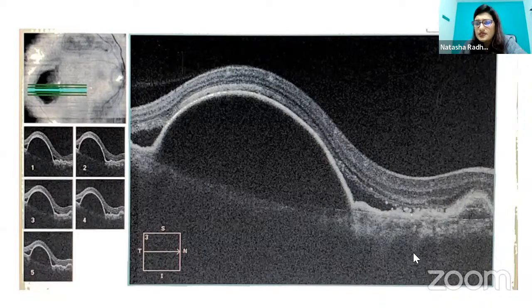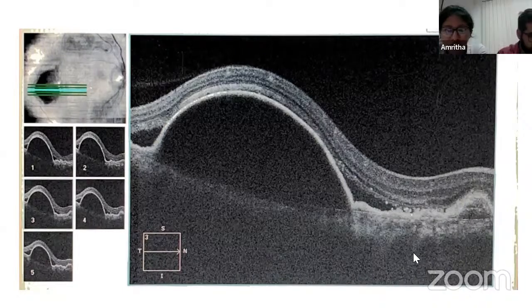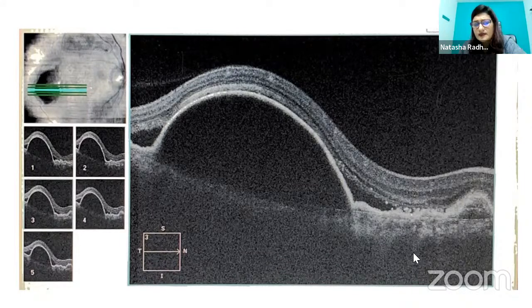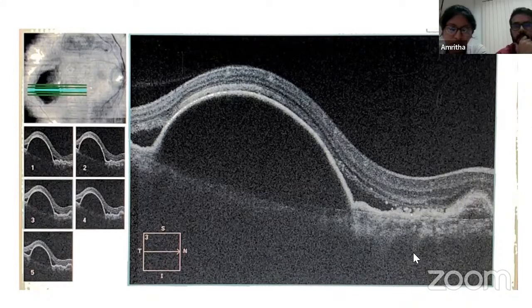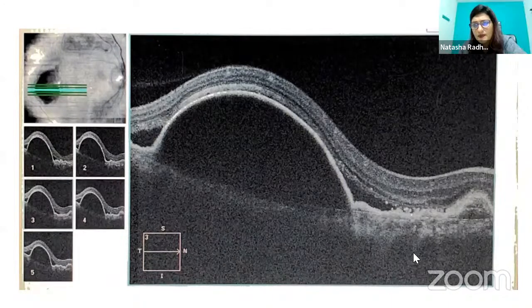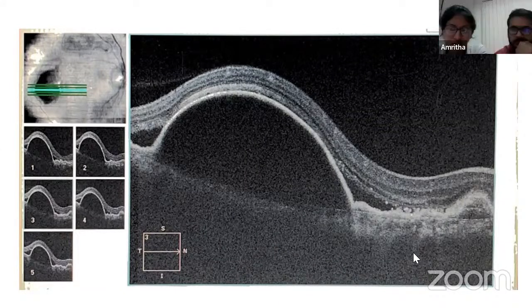But you told us that this one is a serous PED. So how will we differentiate a serous PED from a hemorrhagic or fibrovascular PED on OCT? On OCT, mostly PEDs we differentiate based on the reflectivity. Serous PED will be homogeneously hyporeflective. What is the other important point in a serous PED? What can you see through the PED in an OCT? We can see the underlying structures.